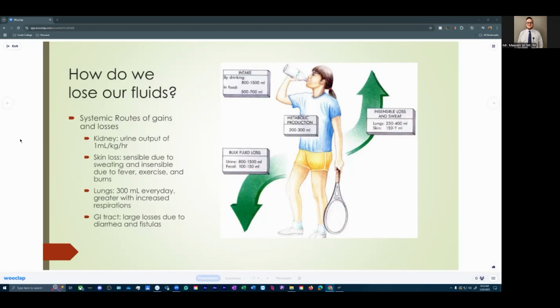So the lungs will actually get rid of some fluid a day. Depending on what we're doing, if we were to work out and have increased respirations, that would go up. A lot of our fluid is evaporated through exhaling. And then it depends on how much you sweat, that sort of thing. On that day, we can lose a lot of fluid that way. Let's see. Yeah. So moving on.